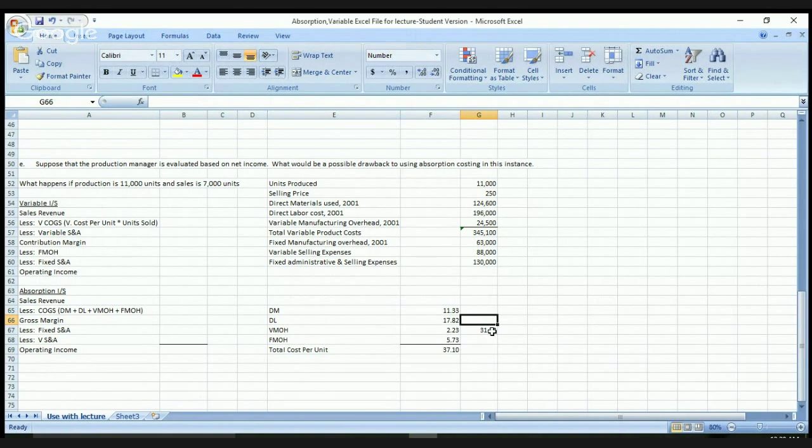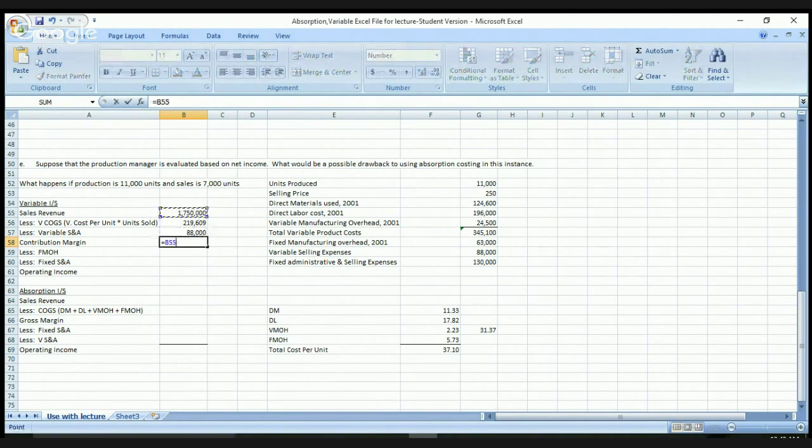Okay. So the first thing we're going to do is our sales revenues. We had sales of 7,000 units, so I'm going to take the 250 times the 7,000 units. I get 1.75 million. The variable cost per unit sold, so I'm going to take my variable cost of $31.37, multiply it by 7,000 units. I get 219,609. My variable selling costs are going to be 88,000.